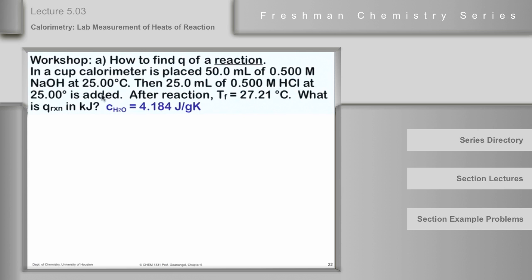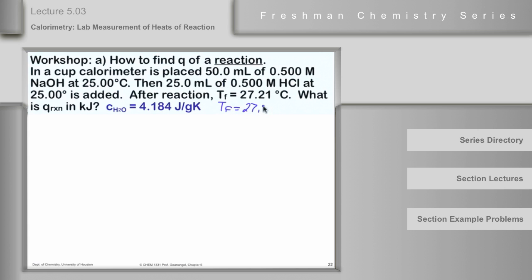So that's a clear indication. It's an exothermic reaction, and we have to determine Q, and they want it in kilojoules. Okay, they want Q in kilojoules. So T final for both of them, well, for everything inside the calorimeter, is 27.21 degrees Celsius. T initial for the solutions that were used was 25.00 degrees Celsius, and so the difference is 2.21 kelvins.